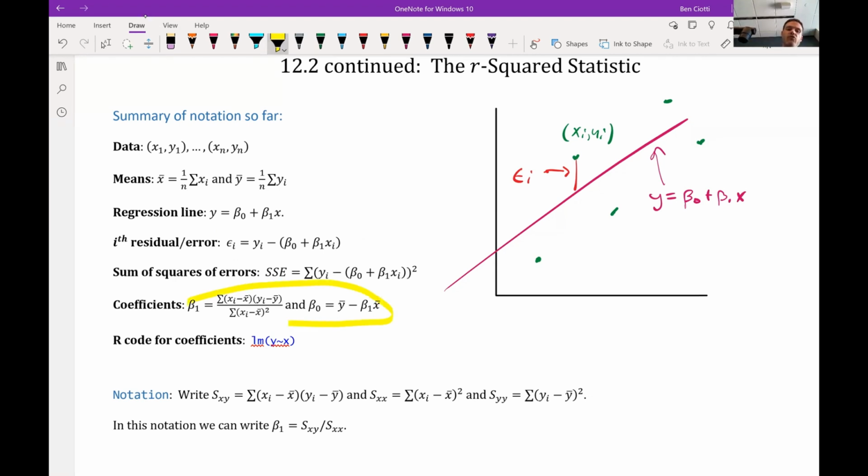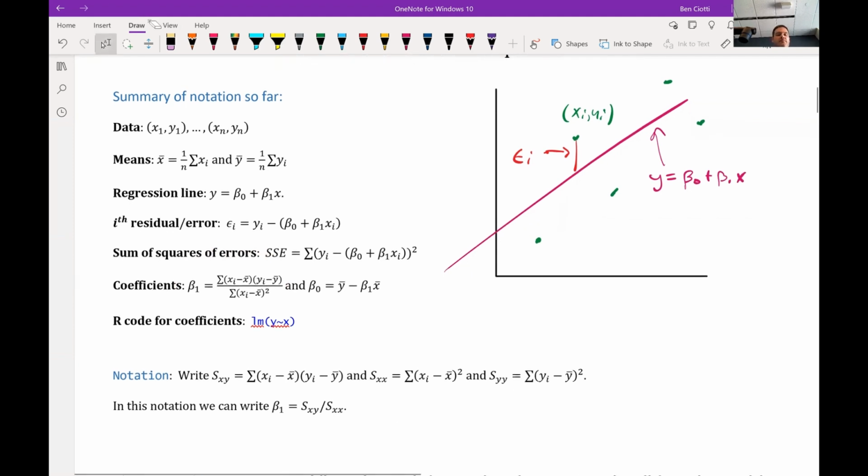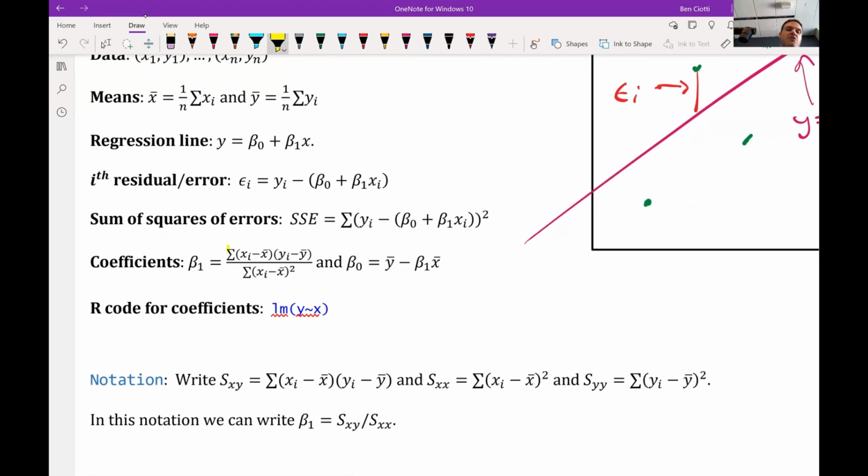And here are the two formulas for the coefficients that I just gave you. It becomes cumbersome to write this expression for beta 1 in totality. So I'm going to introduce yet more notation. You see the numerator of the beta 1 expression? We're going to call that S sub xy. It's the sum of the product of the deviations. Okay, so this numerator is now called S sub xy.